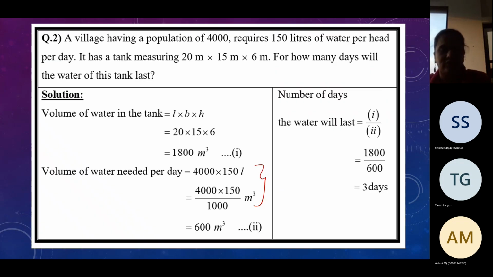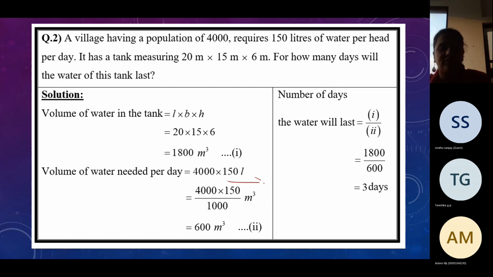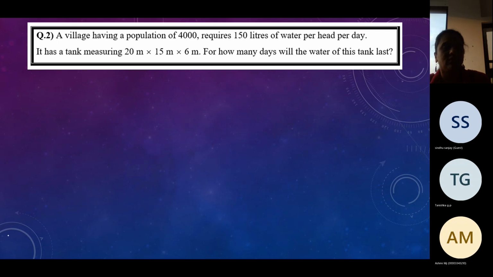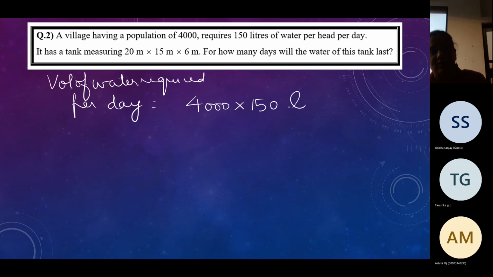See, after this step, you can include it here. Or maybe this portion I'll just work for you. If you don't know why you should divide by 1000, this portion I'll work it here for you. So volume of water required per day is equal to 4000 into 150 liters. This is the volume of water required per day.